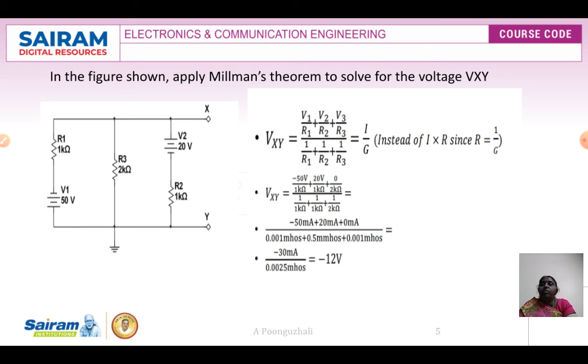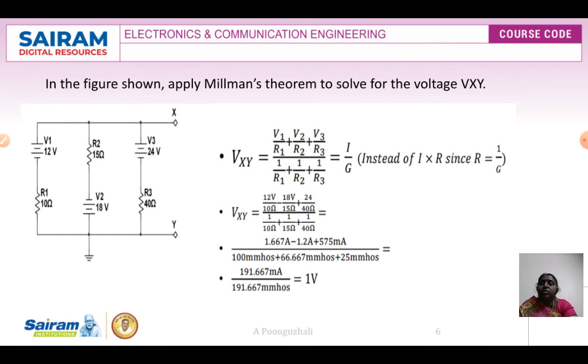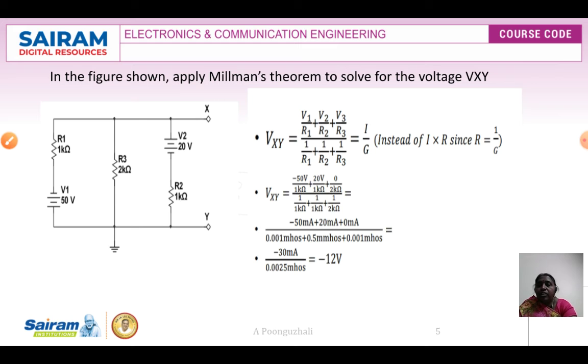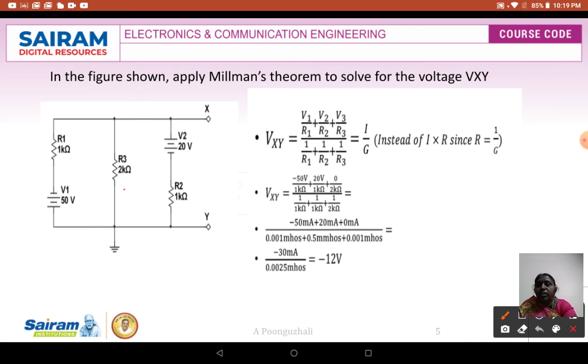Next, in the figure shown, apply Millman's theorem to solve for the voltage Vxy. So now, to find this out, here we have 2 voltage sources. The third voltage source, we don't have any. So in that case, there is no voltage source present, and we will take that voltage source to be 0. So in this circuit, there is going to be no voltage source, so the voltage source is 0.